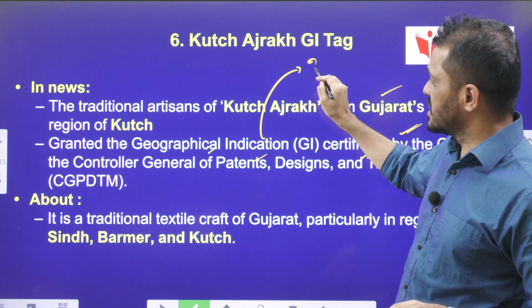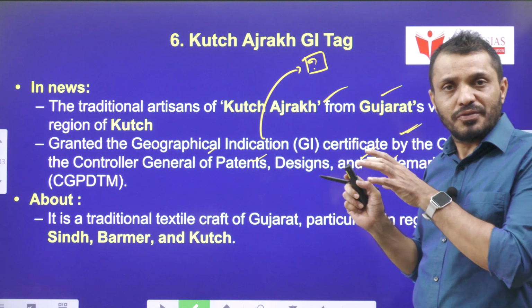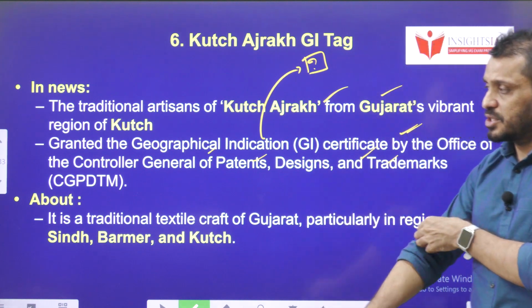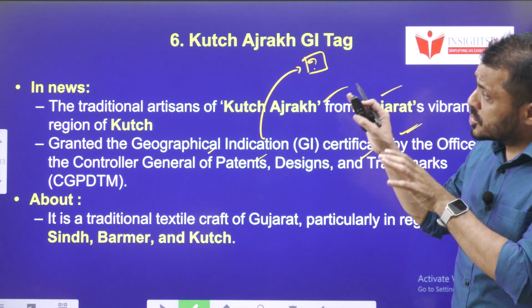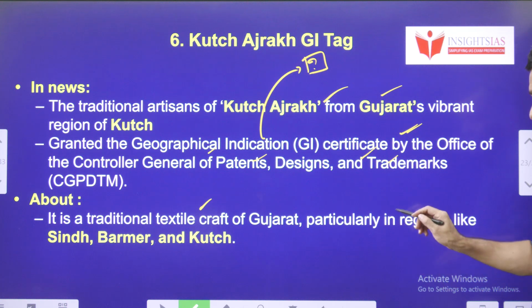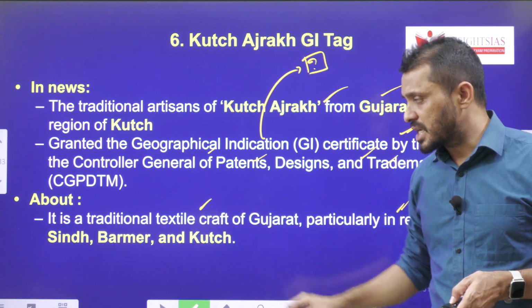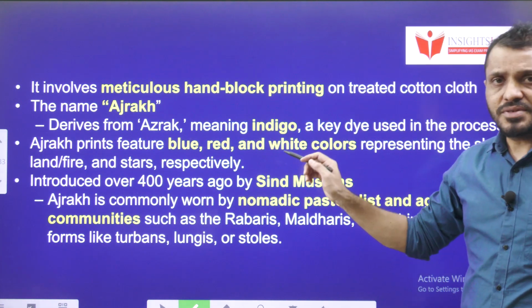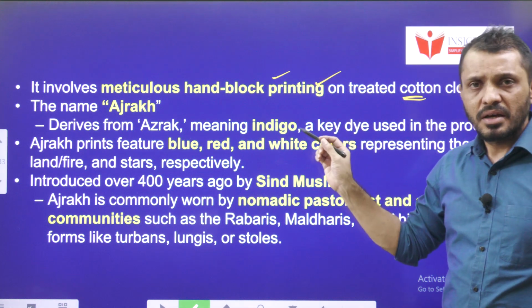Tell me guys, this agency works under which ministry? This agency which gives geographical indication tags, it works under which ministry? And this particular Kutch Ajrakh is all about the traditional textile craft, particularly in the regions of Sindh, Barmer and Kutch. It involves hand block printing on treated cotton cloth.